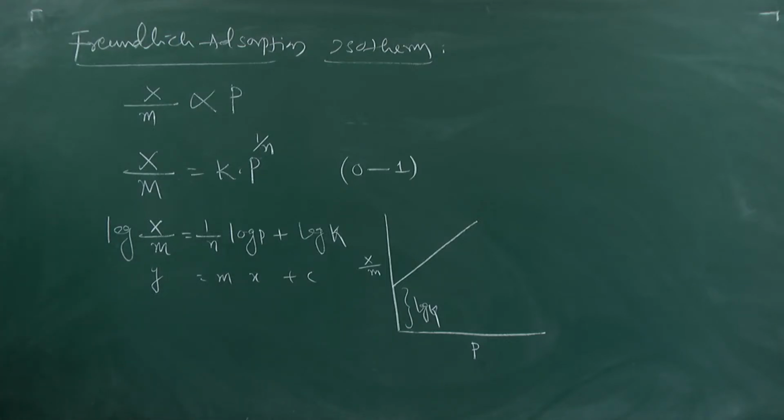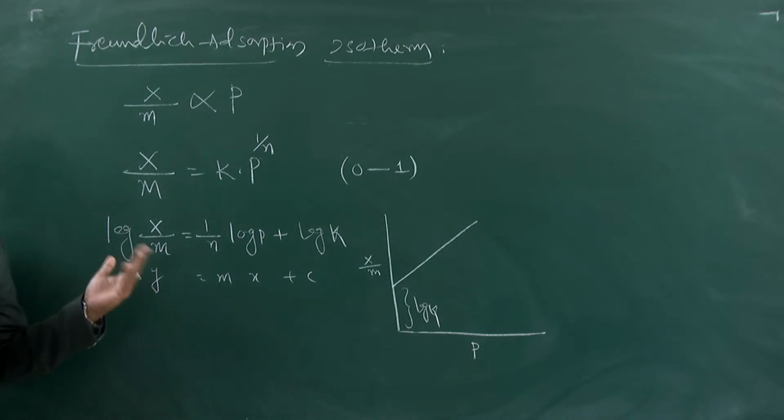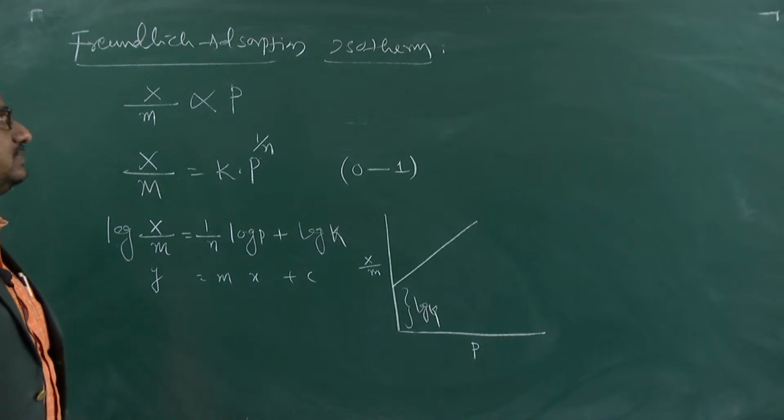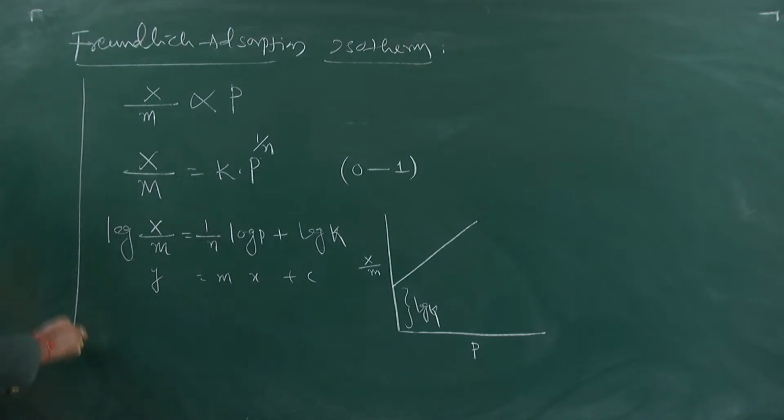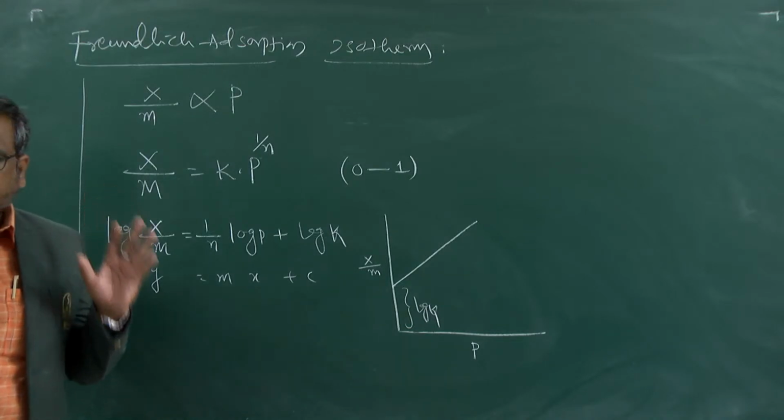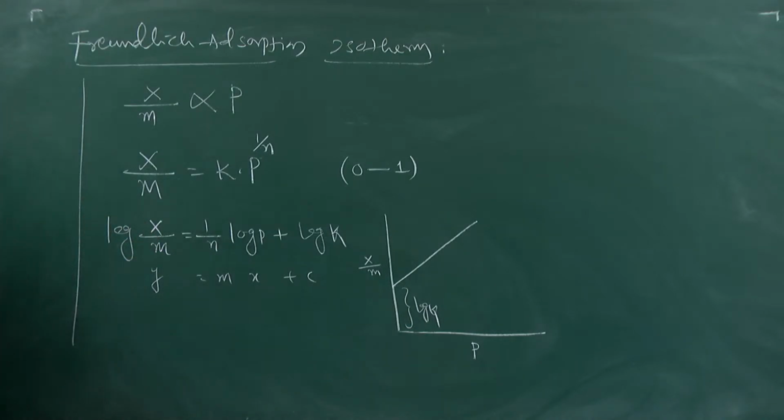According to the Freundlich adsorption isotherm, if 1 by n is equal to 0, then x by m is equal to a constant. If 1 by n is between 0 and 1, it is variable. So, this belongs to the Freundlich adsorption isotherm. The major point here is that the Freundlich adsorption isotherm belongs to physical adsorption only.